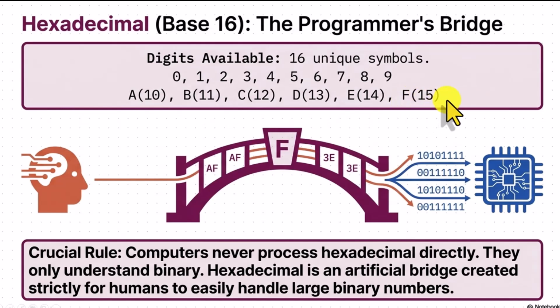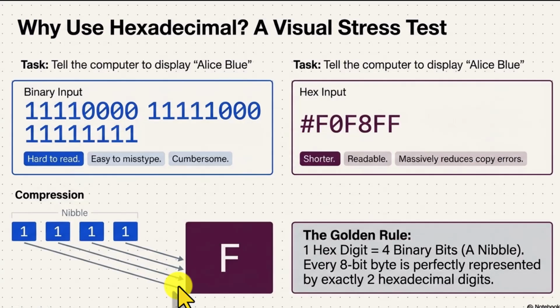Okay, it means one set of 16 and zero set of ones. That is just base. So crucial rule: computers never process hexadecimals directly. They only understand binary. Hexadecimal is an artificial bridge created strictly for humans to easily handle large binary numbers. Okay, what do we mean by this?